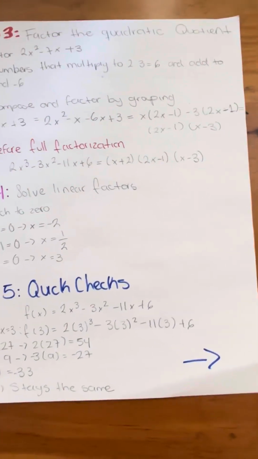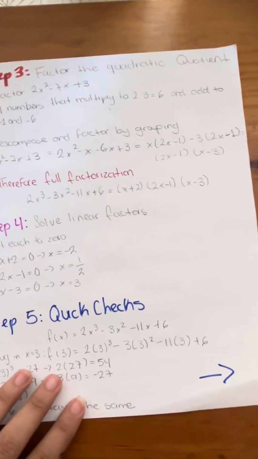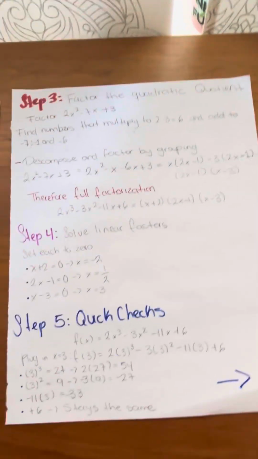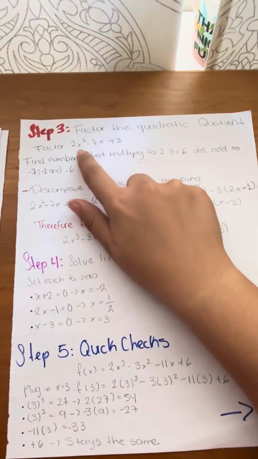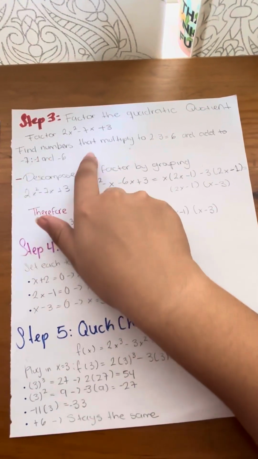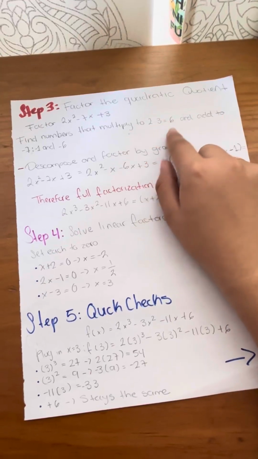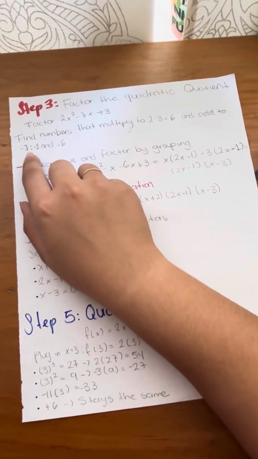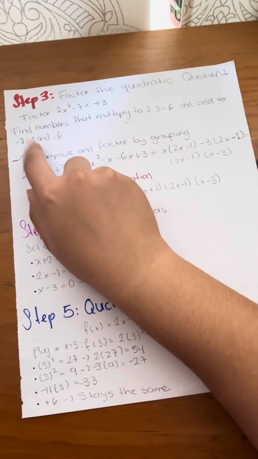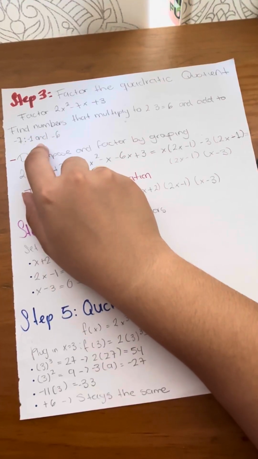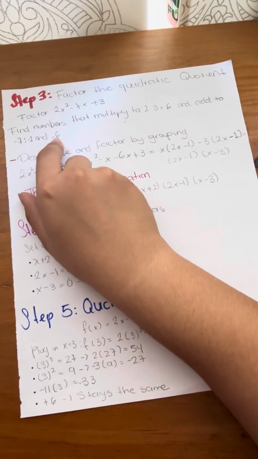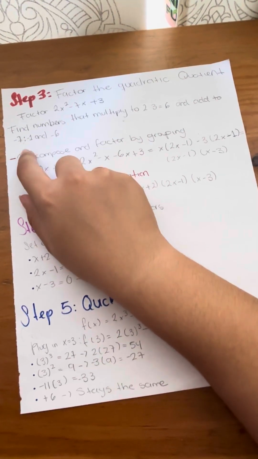Now we're gonna move on to step number 3, which is we're gonna factor the quadratic quotient. Now we have the result that we got earlier, so we're gonna factor it. Now we're gonna find numbers that multiply to 2 times 3 equals 6 and add to negative 7. And those numbers are negative 1 and negative 6. So as you guys can see, 6 times 1 will be 6, and if you add them, it will give you negative 7.